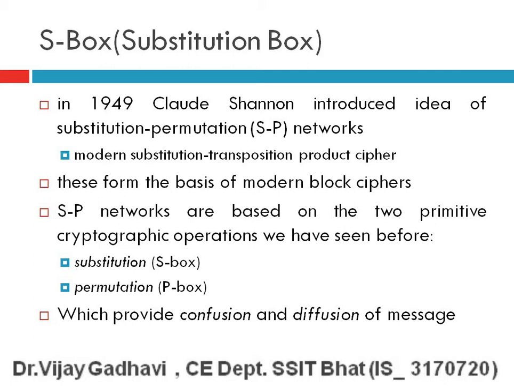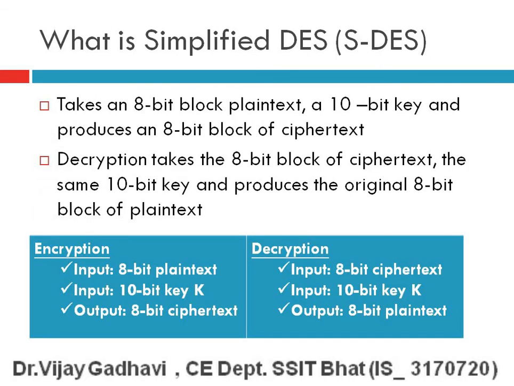SP networks are based on the two primitive cryptographic operations we have seen before, S-box and P-box, which provide confusion and diffusion of message. Then what is simplified DES? It takes an 8-bit block of plain text and a 10-bit key, and produces an 8-bit block of ciphertext. Decryption takes the 8-bit block of ciphertext and the same 10-bit key, and produces the original 8-bit block of plain text.